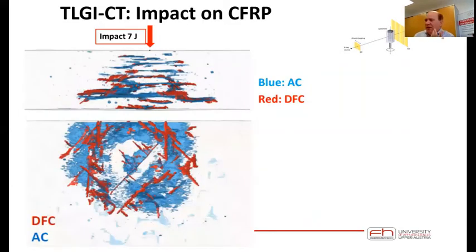And here, another example, it's the impact. The impact with 7 joule impact. In blue, we see the absorption signal. In red, we see the dark field signal. And you see different things. So this is a carbon fiber reinforced polymeric sample. The impact comes from the top and the most damage is on the other side. And you will see the different damage in blue, measured by absorption contrast, and in red, measured by dark field contrast.